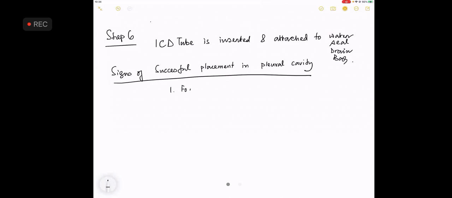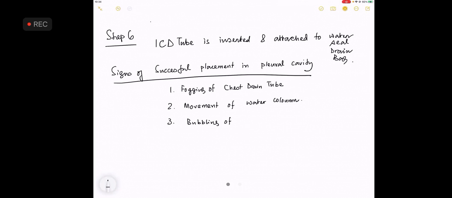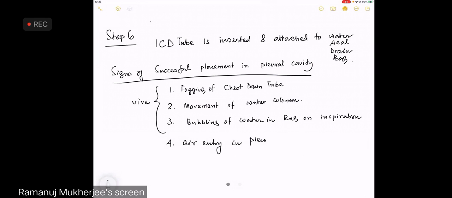1. Fogging of chest drain tube. Number 2. Movement of water column. Number 3. Bubbling of the water in the bag on inspiration. This is a very important viva question. Number 4. Air entry in the pleural cavity on auscultation.